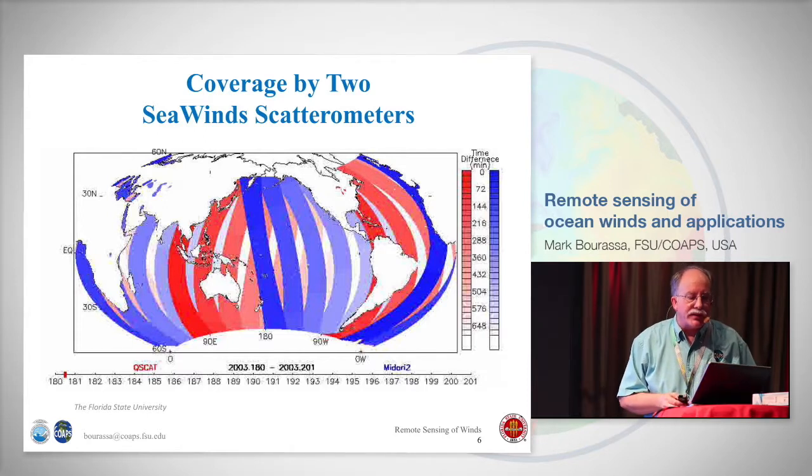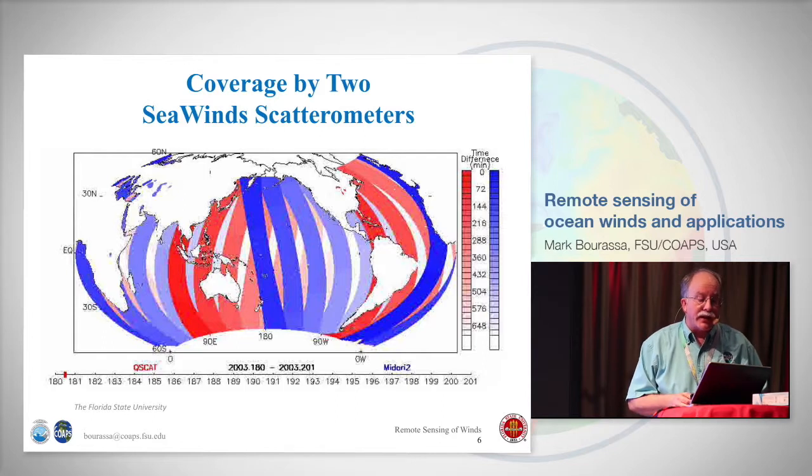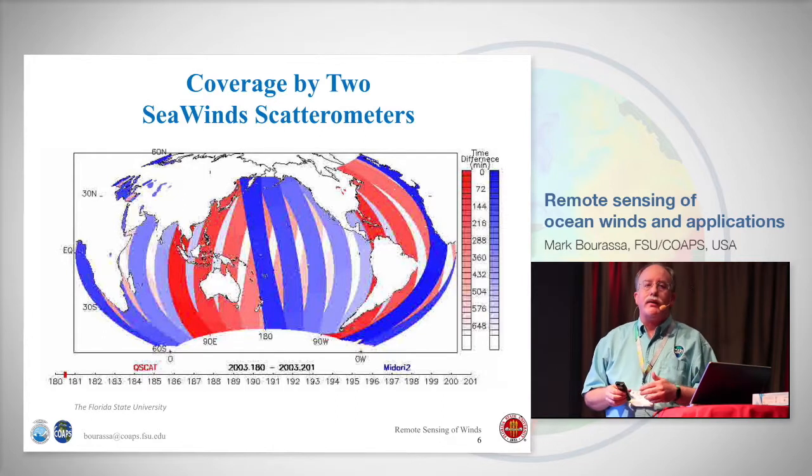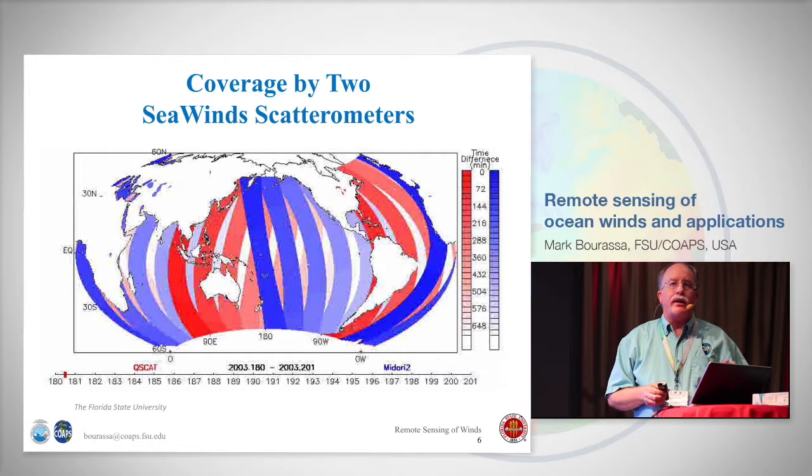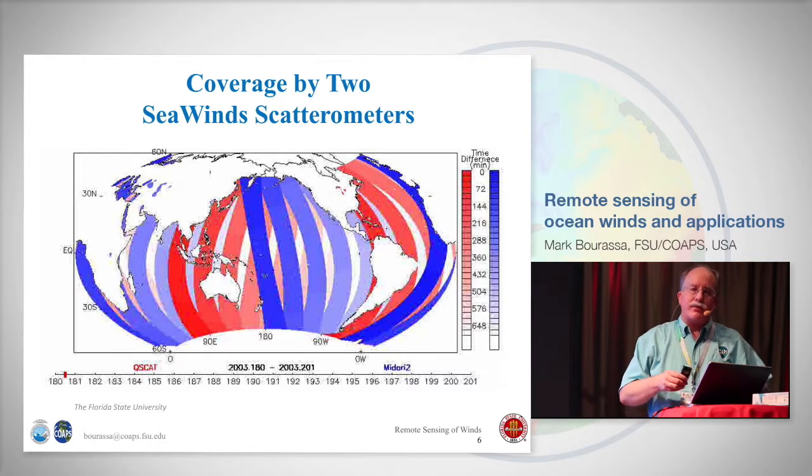So the blue is, I forget which one. Blue is ADEOS-2, and red is QuikSCAT, and they fade to white after 12 hours. Because back in the early 2000s when we did this, after 12 hours, data assimilation didn't want to touch it. It was too old. That's changed a lot, hasn't it? So they use data from 3 days, 5 days now.